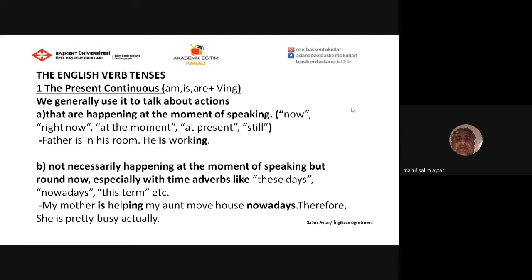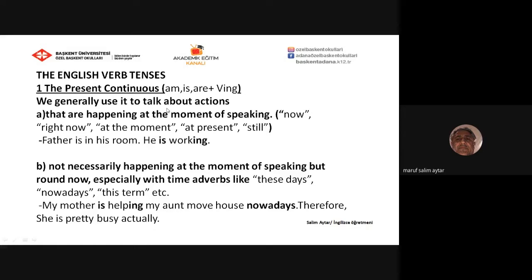Let's start with the present continuous, okay? We generally use it to talk about actions that are happening at the moment of speaking. And as you know, these are the time adverbs we use in the present continuous, okay? The example is: Father is in his room. He is working.